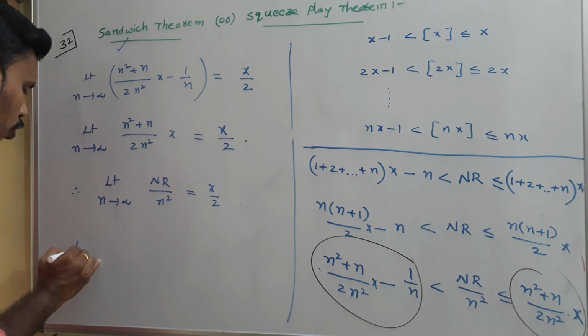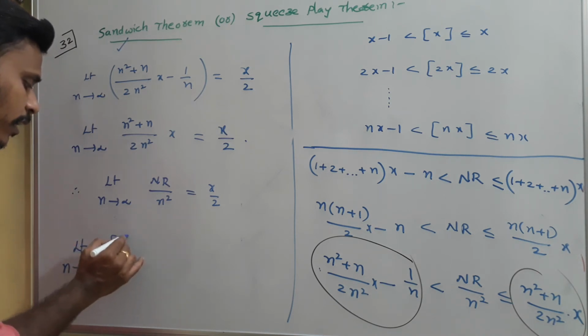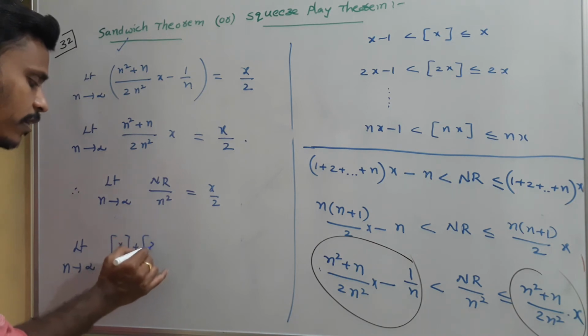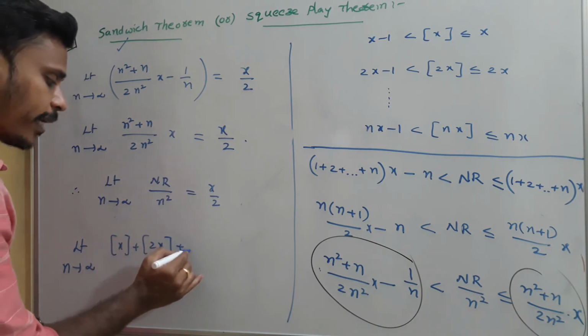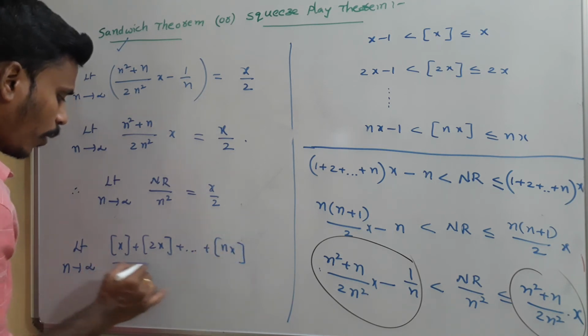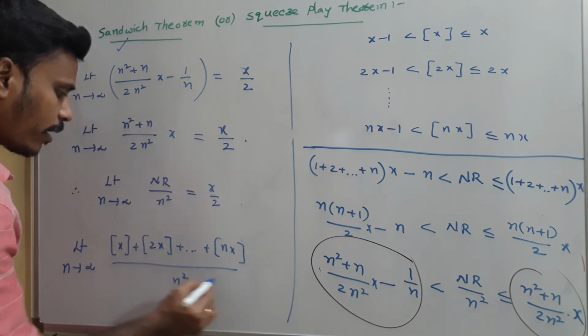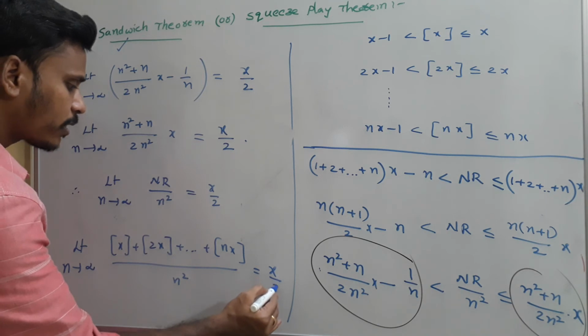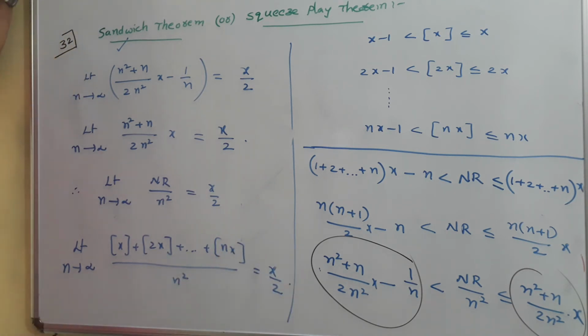At the end I will conclude it by writing the given function. Limit n tends to infinity, step x plus step 2x plus and so on plus step nx divided by n square is equals to x by 2. Okay, have a look, that's the problem. At the end your answer is x by 2, right? So bit lengthy but very simple using sandwich theorem. Have a look.